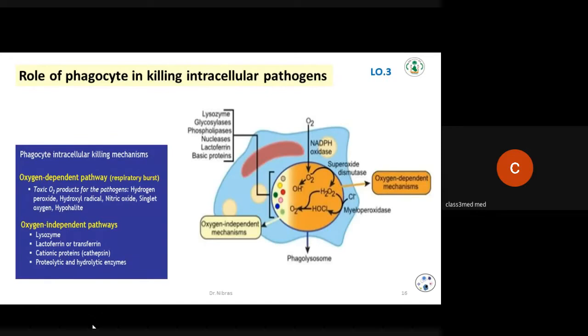Phagocyte intracellular killing mechanisms work in two ways: in the presence of oxygen and in the absence of oxygen. In the presence of oxygen pathway, we call it the respiratory process.